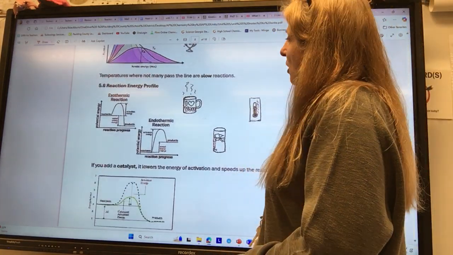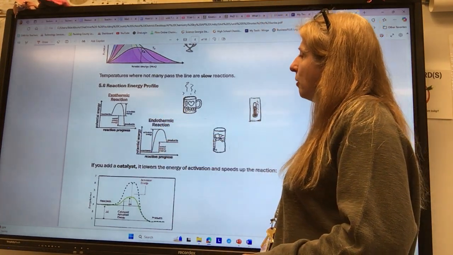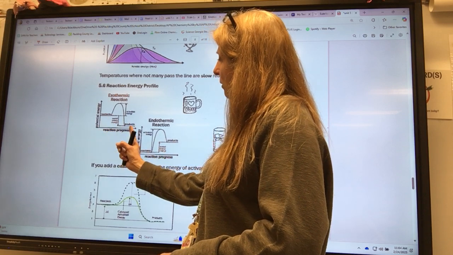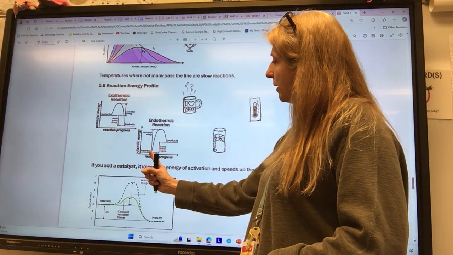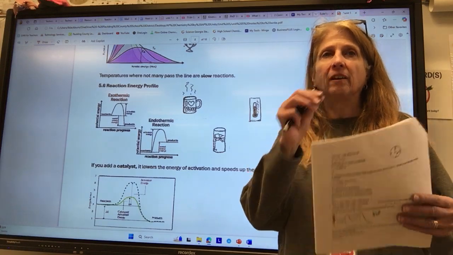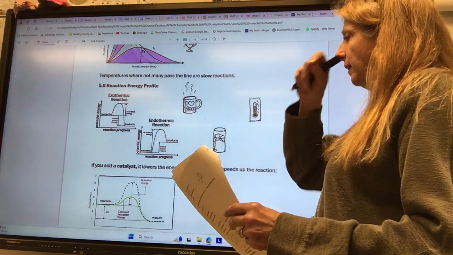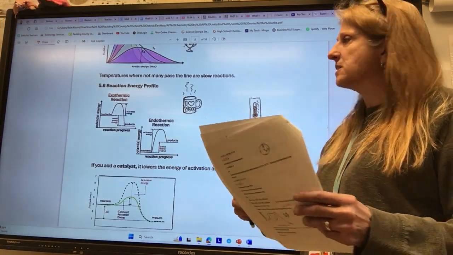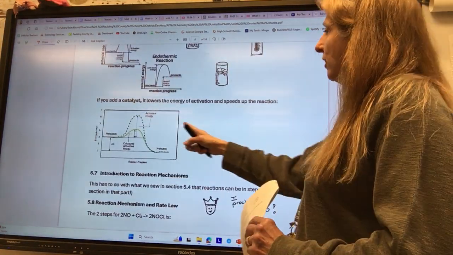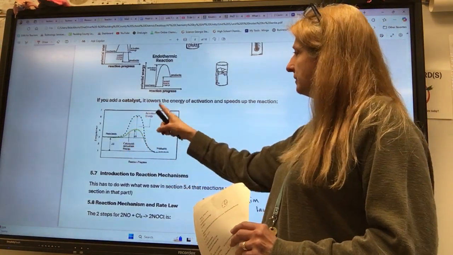Okay, so here you learned this in honors. We have some reaction energy profiles. Exothermic, the reactants are higher than the products. Endothermic, the products are higher than the reactants. Do y'all remember that from honors? Everybody remember those reaction diagrams? I think that was unit 8 in honors. If you add a catalyst, it will lower the energy of activation. See the green line? That's adding a catalyst.